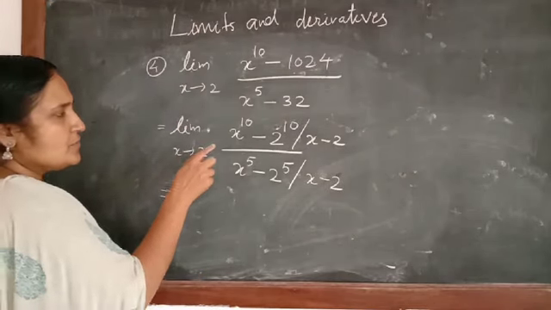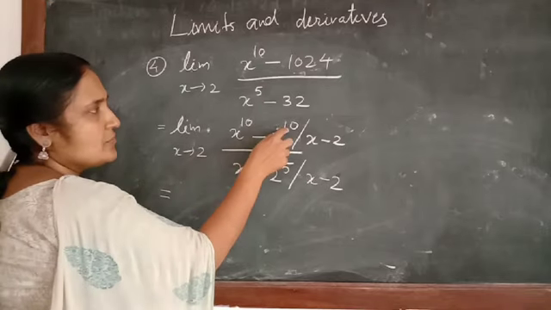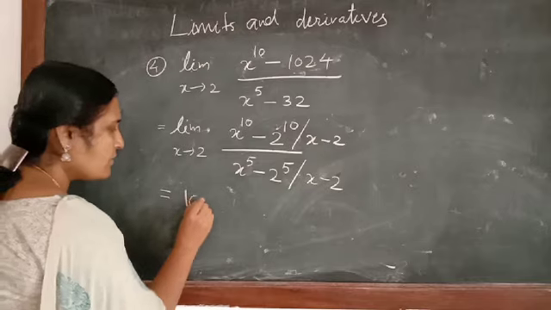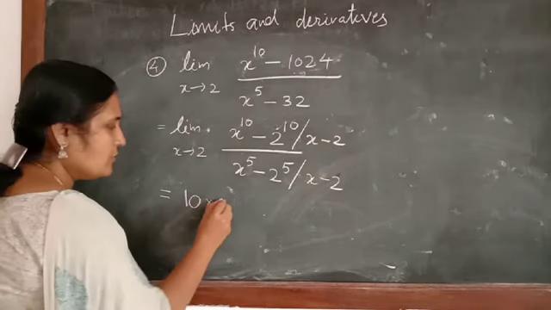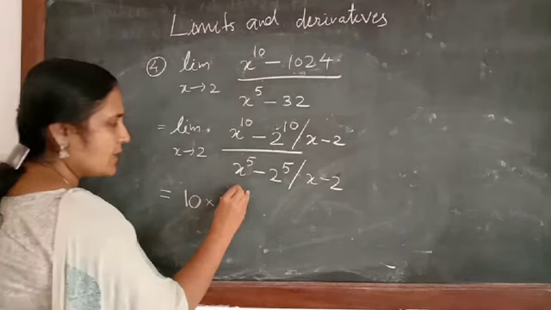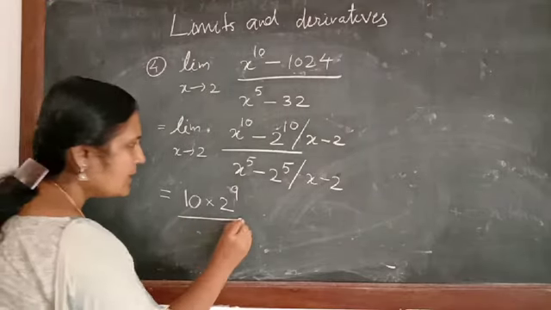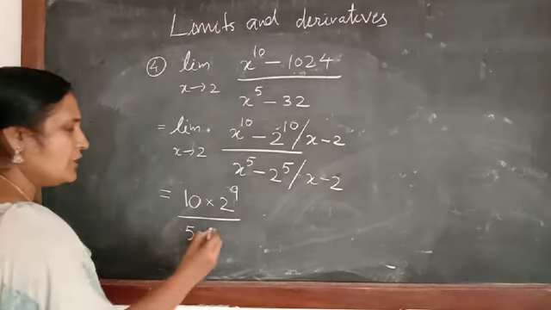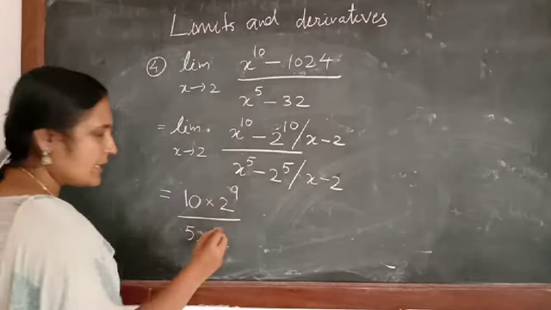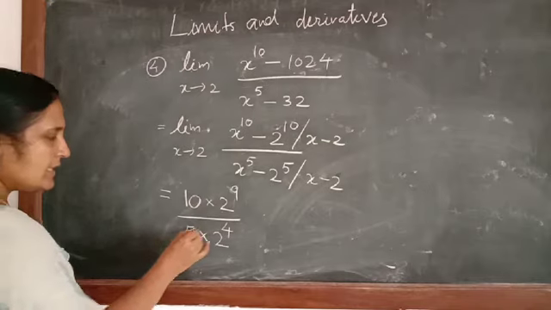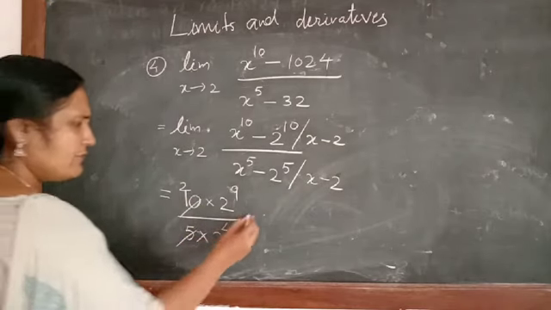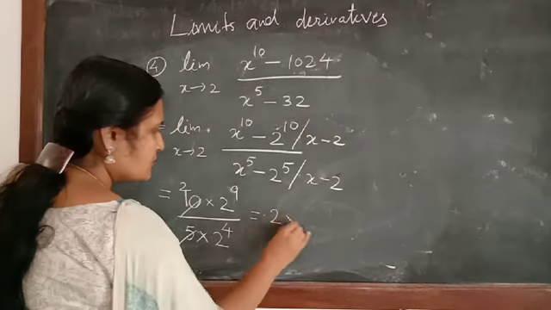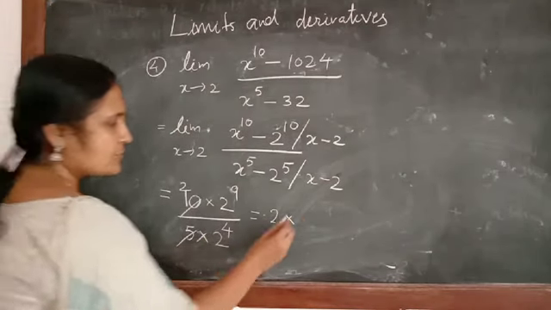Limit x tends to 2, x raised to 10 minus 2 raised to 10 by x minus 2. So according to the formula, in place of n what we have? 10 into 2 raised to n minus 1. So 2 raised to 9 by... here also we can use the formula. In place of n we have 5 into 2 raised to 5 minus 1. So 2 raised to 4. Here we can cancel it. 5 2s are 10. 2 raised to 9 divided by 2 raised to 4. So that will be equal to 2 raised to 5.